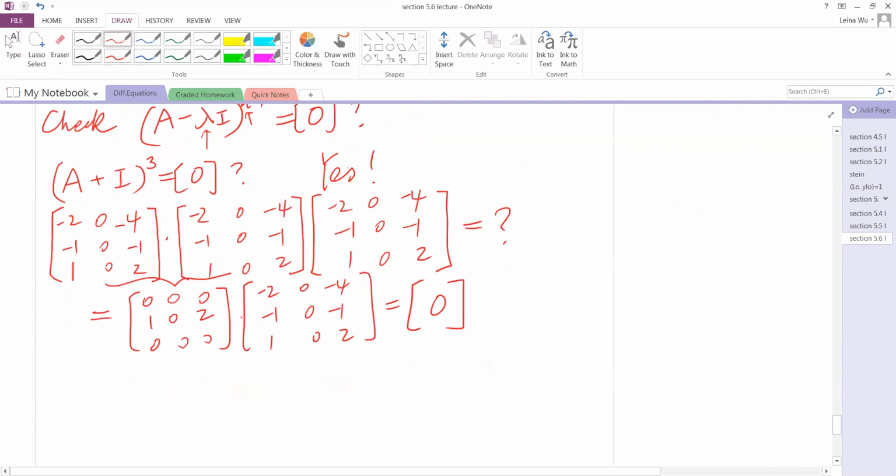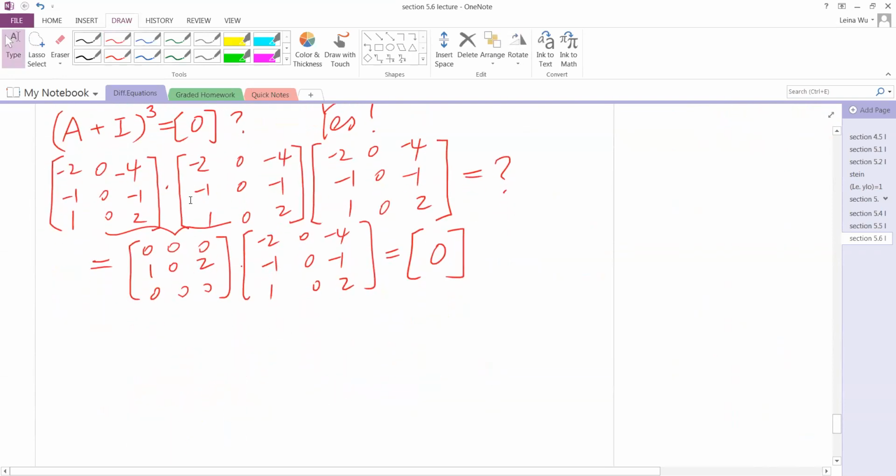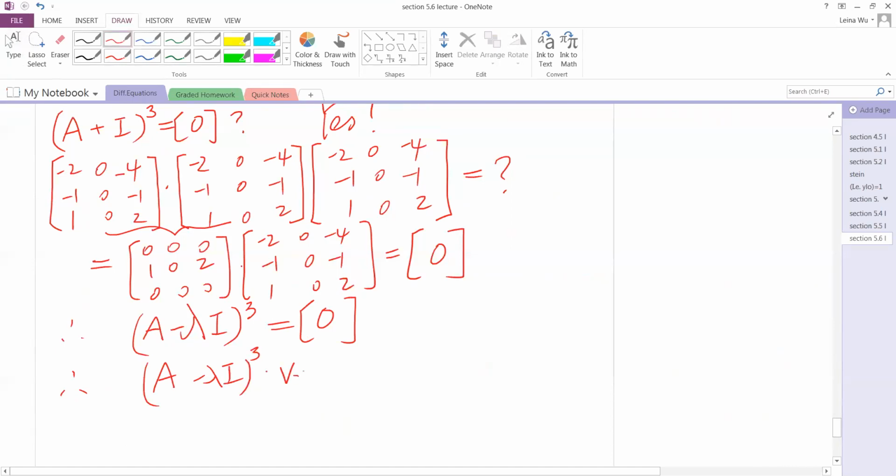If this is yes, that means A minus lambda I cubed is a zero matrix, which means A minus lambda I cubed times any V2 will still be the zero vector.